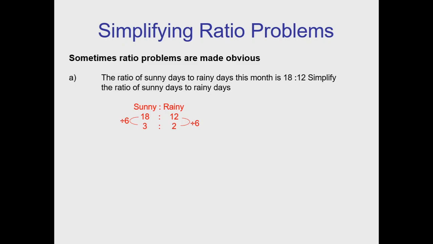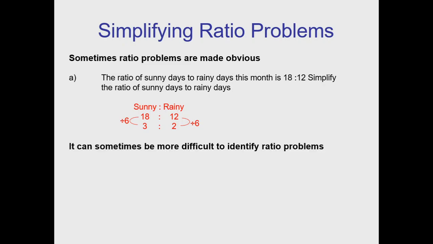That's my simplified ratio. Now always double check that you've used the highest common factor and simplified that fully. Look at 3 and 2. Is there any other factor you can divide both of those by, other than 1? Because dividing by 1 won't change it. So that's a simplified ratio.